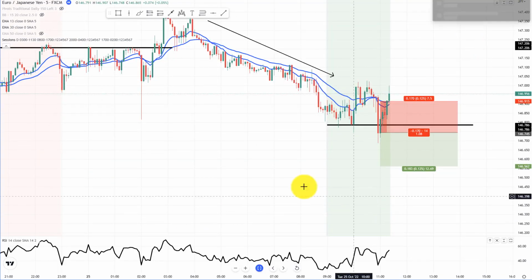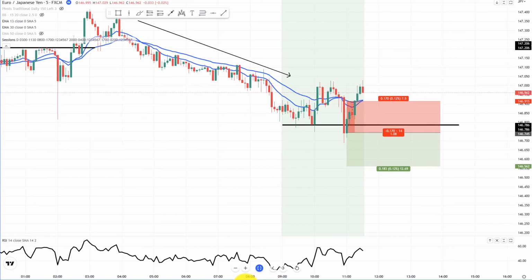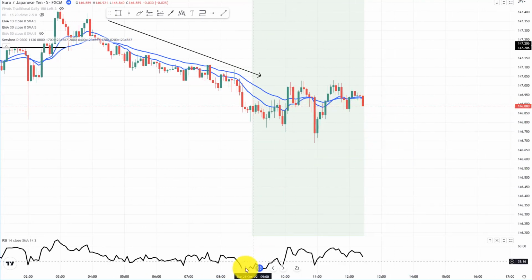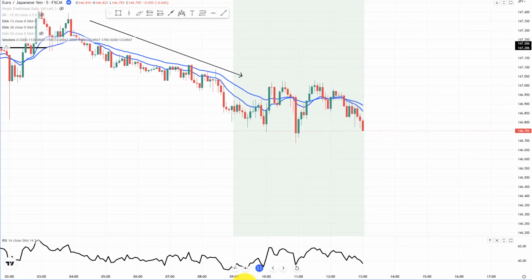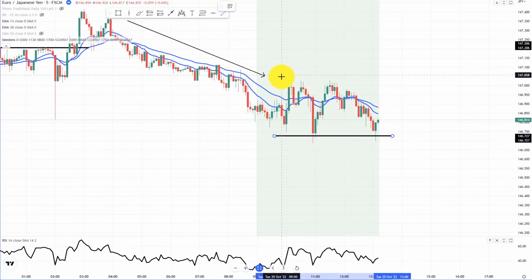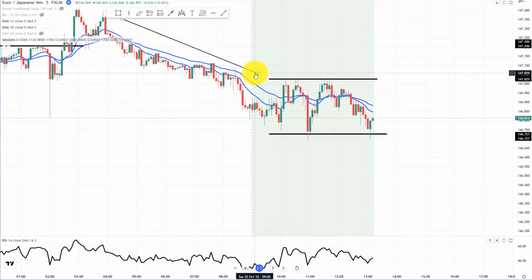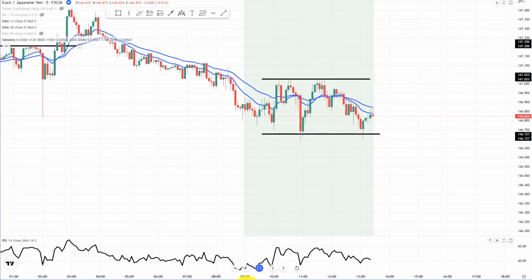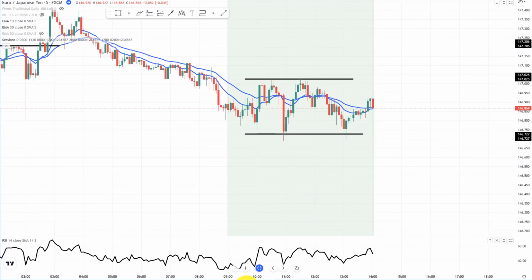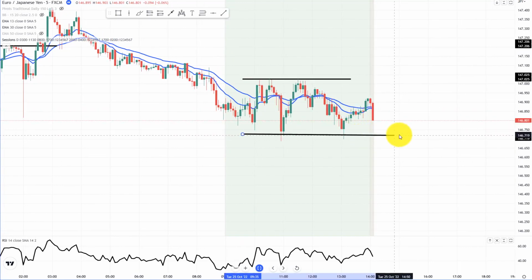Let's grab the screenshot for later. Okay, now we wait for New York. Ranging. We have a good range in Europe, very tightly well defined. New York is coming.